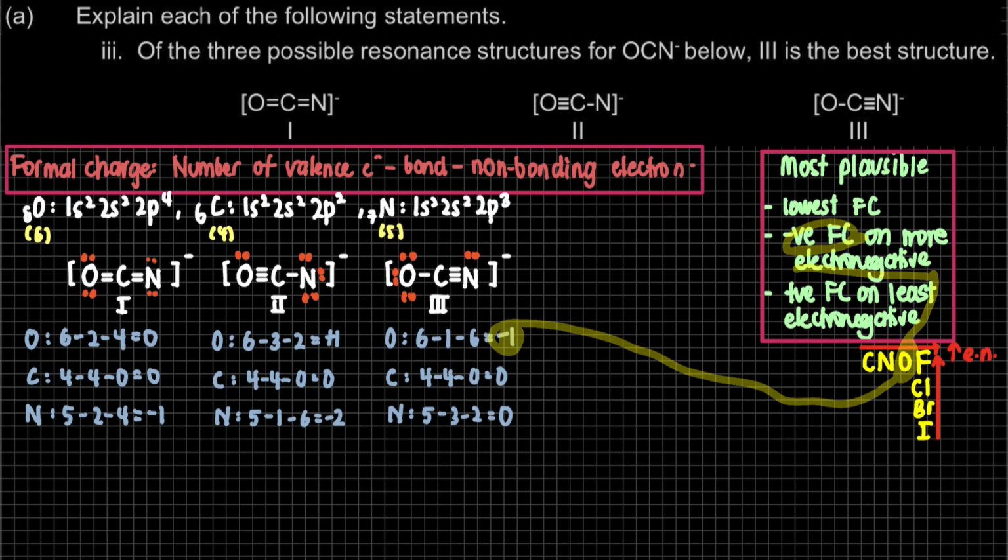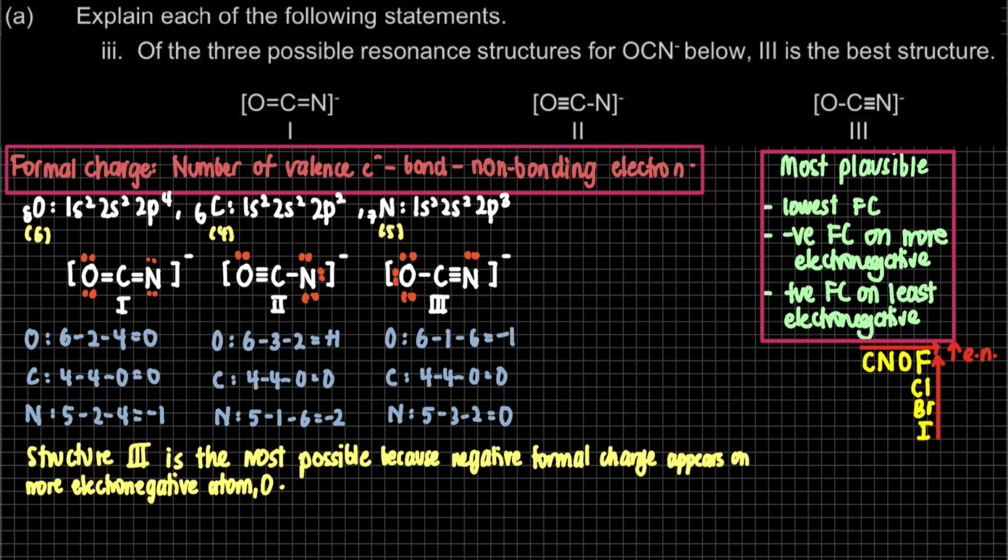Okay, so how do we write it down in sentences? We write that structure 3 is the most plausible because the negative formal charge appears on the more electronegative atom. If the question asks you to determine the most plausible, then you have to calculate the formal charge. This question, they didn't calculate it, but they did tell us that this is the best structure. So to rationalize it, we have to calculate the formal charge and mention the reason. Okay, so that is the solution for question 3 common.